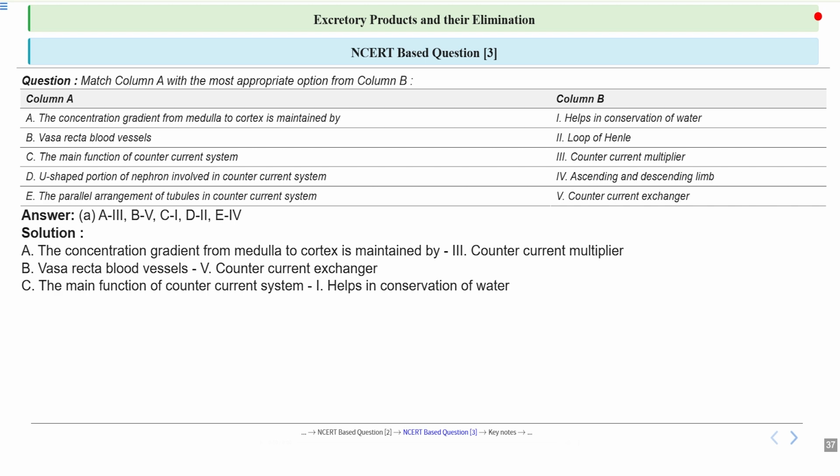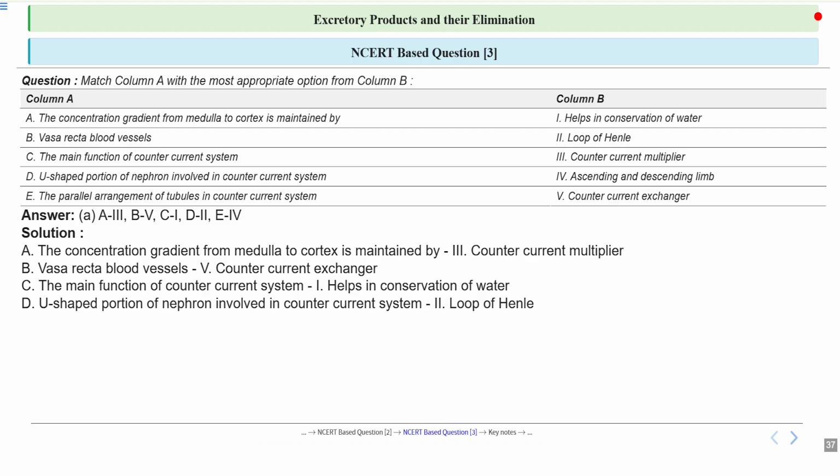Now C, C was matched with 1, which is the main function of counter current system. First is helps in conservation of water. So the counter current system's primary job is to help the body retain water, especially when it's needed most. So it's like a smart irrigation system that only uses water when necessary.